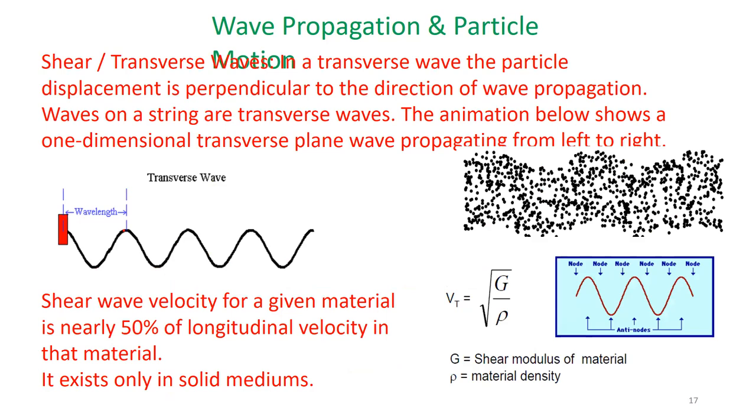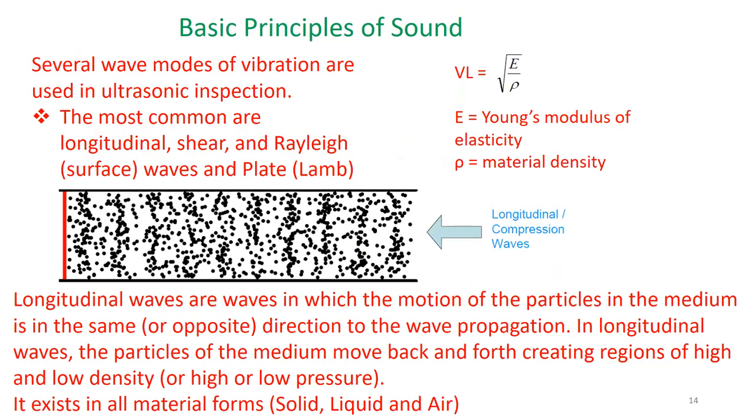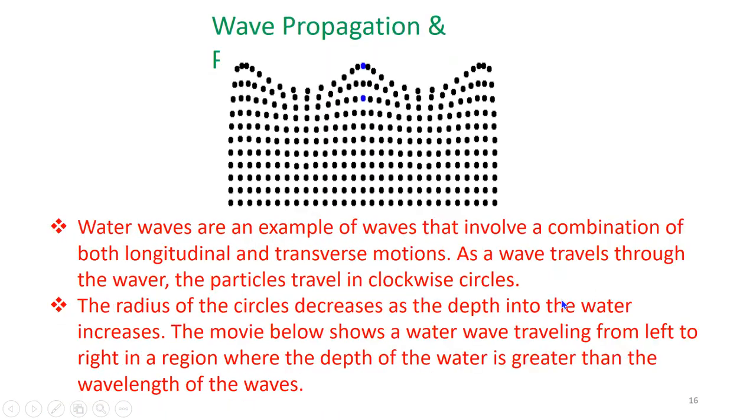Shear and transverse waves. In a transverse wave, the particle displacement is perpendicular to the direction of wave propagation. In a longitudinal wave, it is parallel. You see, it is parallel. A one-dimensional longitudinal plane wave propagating: the particles of the medium move in the same direction as the propagation, back and forth, parallel to the particle movement.